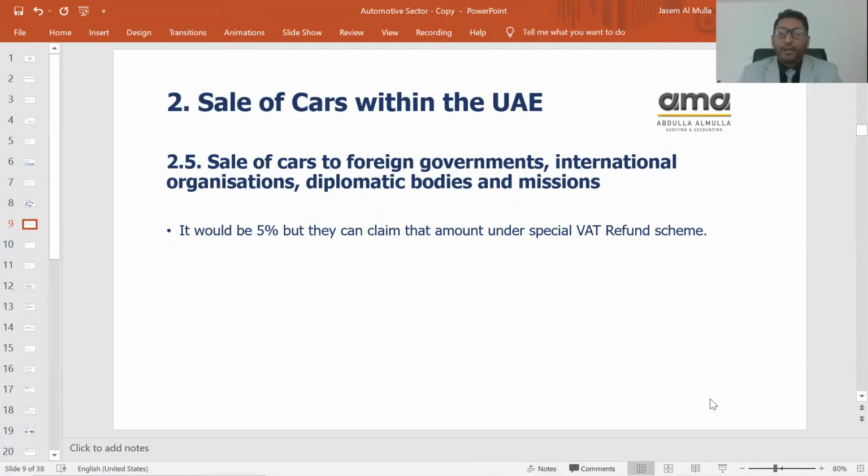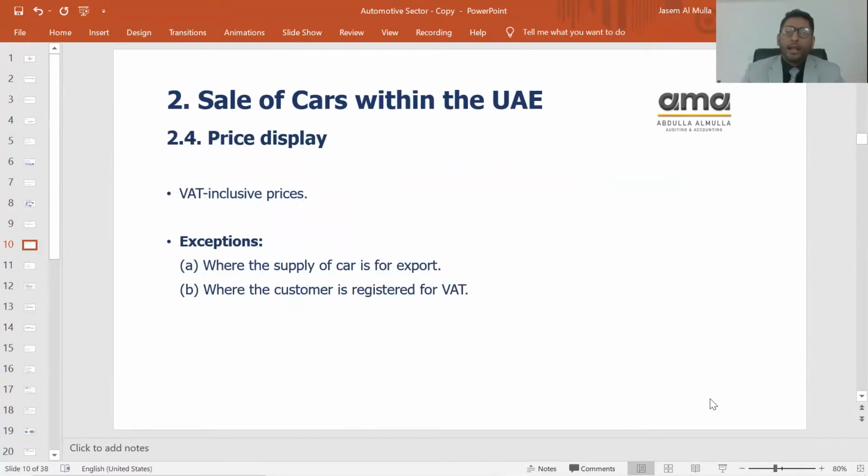There is another concept, which is the price display. It is compulsory for dealers or traders to display the VAT-inclusive prices, and they will also mention that the prices are inclusive of VAT. They cannot quote or display VAT-exclusive prices. But there are two exceptions to this rule.